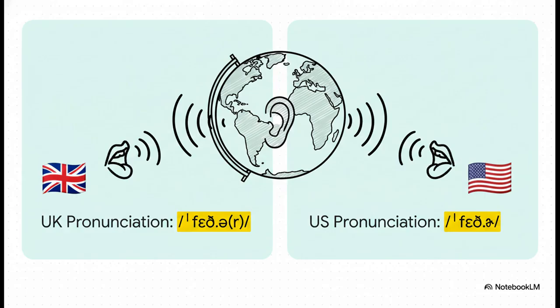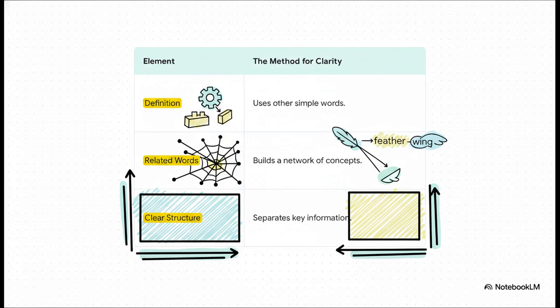Take something as small as the pronunciation, for example. It doesn't just give you one way to say it, it gives you both the UK and the US versions. And that right there tells you from the get-go, this is for a global audience, for people in different places where English sounds different. And this is where you can really see the whole system in action. The definition only uses other super simple words from that core list. The related words link feather to another basic word, wing, building out this whole web of understanding. And the structure of the page itself is just so clean and clear. It's a masterclass in designing for clarity.